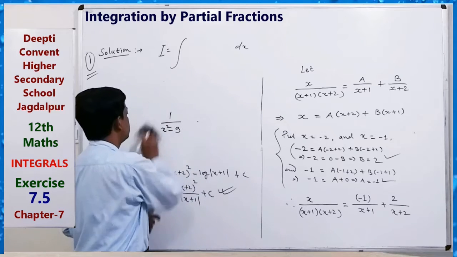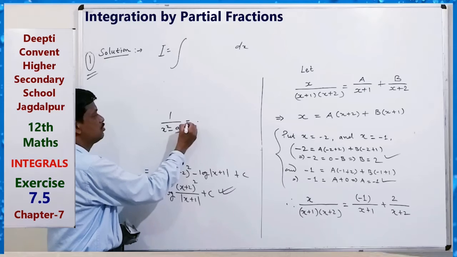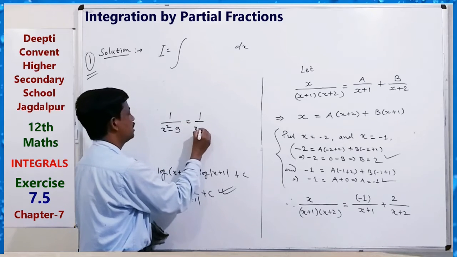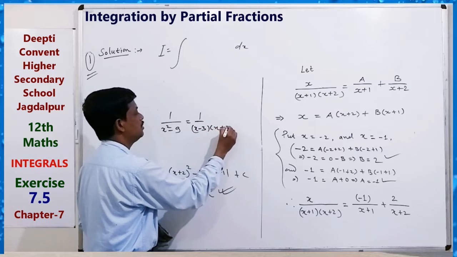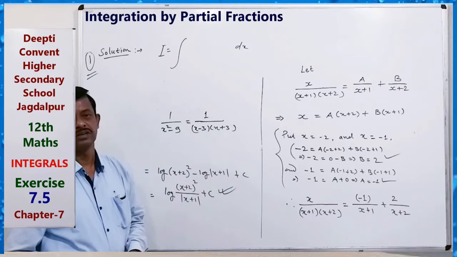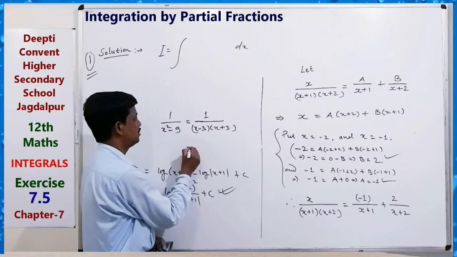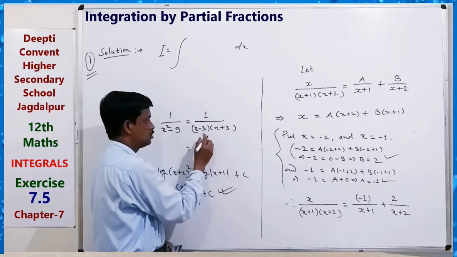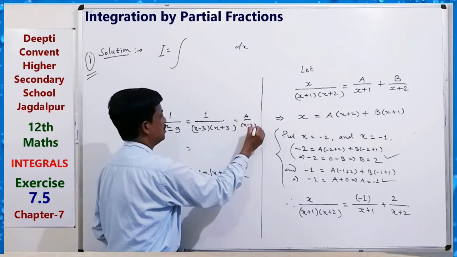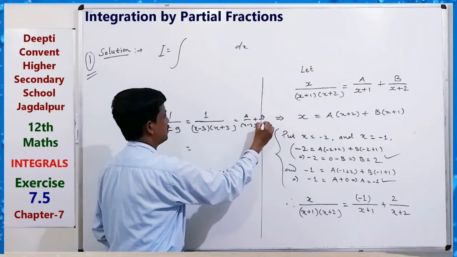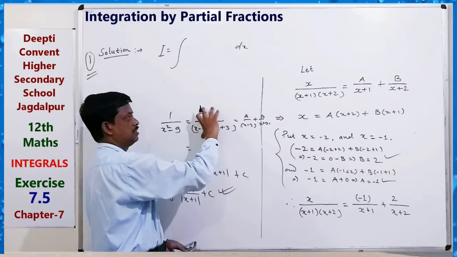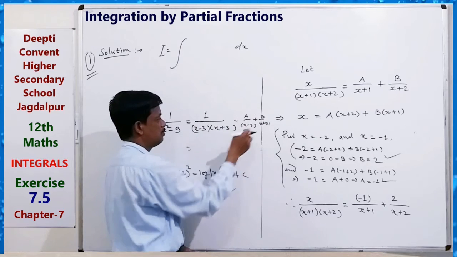Suppose this, then what can we write? a square minus b square equals a plus b into a minus b. That is x minus 3 into x plus 3, 1 upon this. With this type of factorization, you can express 1 upon this as A upon x minus 3 plus B upon x plus 3. We can write like this method. Rational function equals A upon first factor plus B upon second factor.